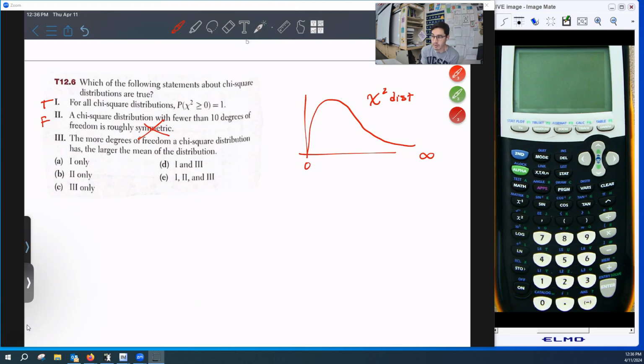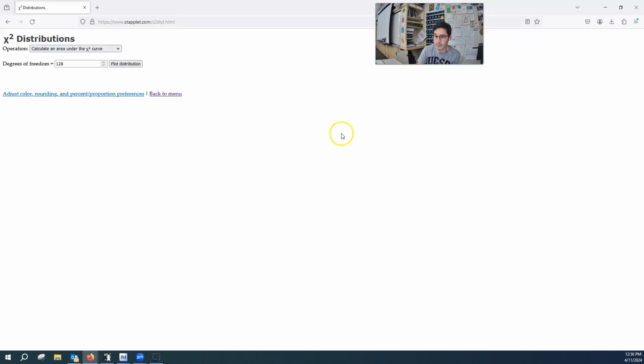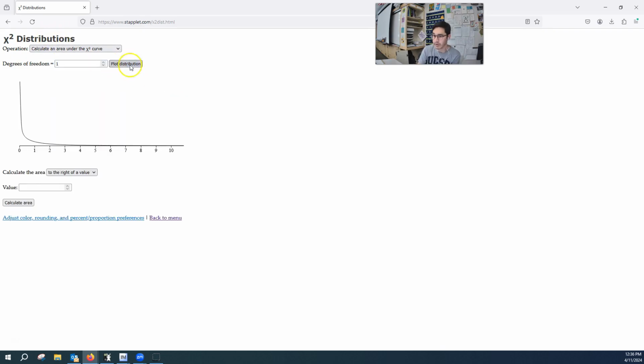But statement 3, I don't think we have enough knowledge from what we talked about in class to decide where the mean of the distribution is. So I'm going to go ahead and pull up this website here. And then let's start with a chi-square distribution that has 1 degree of freedom.